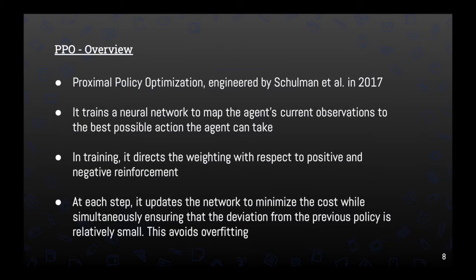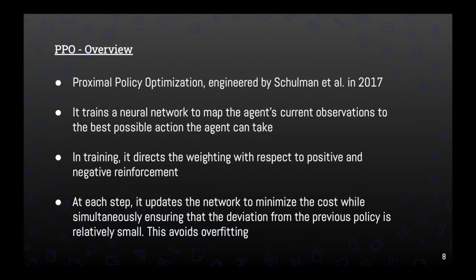Proximal Policy Optimization, commonly known as PPO, is a reinforcement learning technique engineered by Schulman et al. in 2017. In training, it includes neural networks that map the agent's current observations to the action it can take with the best policy. In training, weights of the neural network are influenced by the actions of the agent, which make the environment indicate positive or negative reinforcement. At each step, costly errors in the neural network are minimized, but they're also minimized in such a way that there isn't a huge deviation from the policy of the previous step.